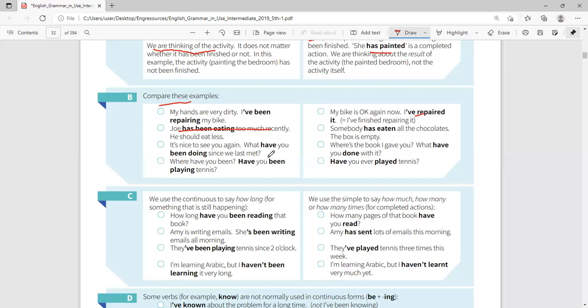It's nice to see you again. What have you been doing since we last met? See, what have you been doing from that time up to now? What have you been doing? But this other one, where is the book I gave you? What have you done?